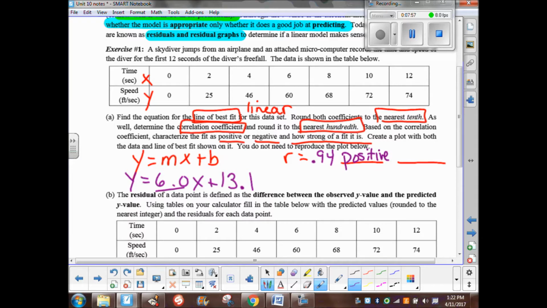And then how strong a fit is it? I'd say it's moderately strong, okay? Moderate correlation, moderately. It's not fantastic, okay? But I'd say it's a moderate fit. Pretty good.